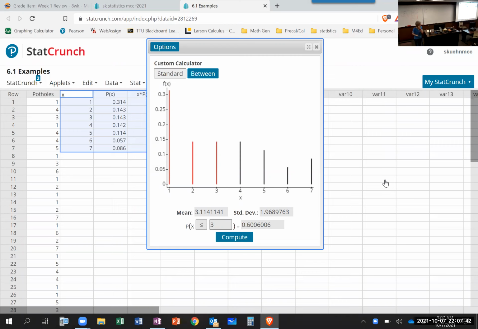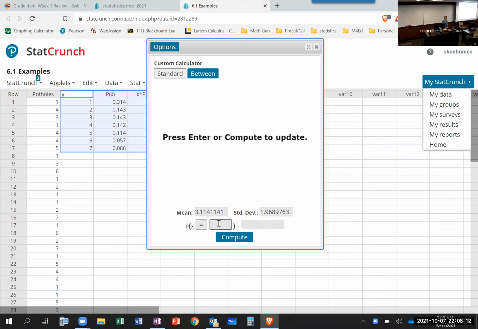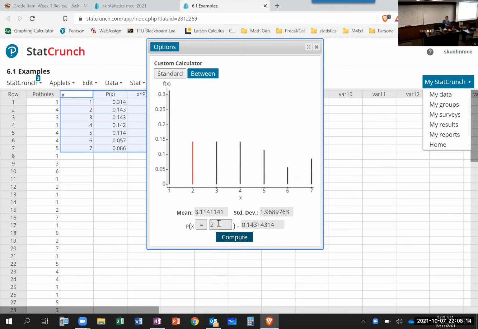Now, the next part of this calculator that's fairly handy is this area towards the bottom. Notice it says, what is the probability? If I click that box, I get a drop-down menu with all sorts of equality symbols. To answer the first question we were looking at, what's the probability of getting 2 potholes, I'm going to change this to equals, and change this to a 2. When I hit compute, I should end up with the same answer we had before. That's the same thing we got before.